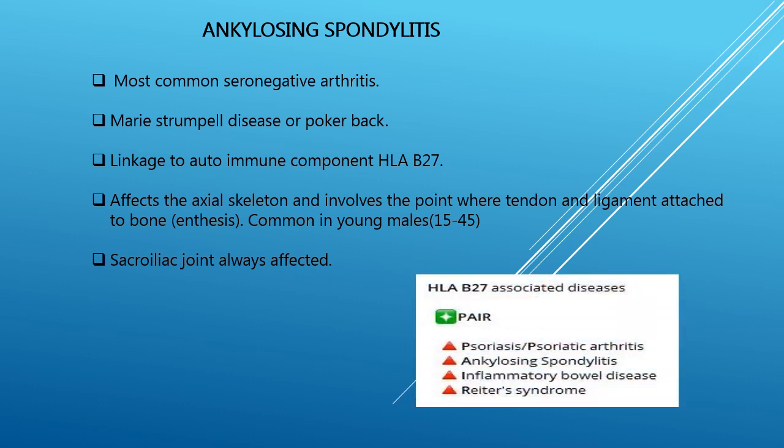The other diseases which are linked to HLA-B27 can be remembered by using the mnemonic PAIR. P for psoriasis or psoriatic arthritis, A for ankylosing spondylitis, I for inflammatory bowel disease, and R for Reiter's syndrome or reactive arthritis.